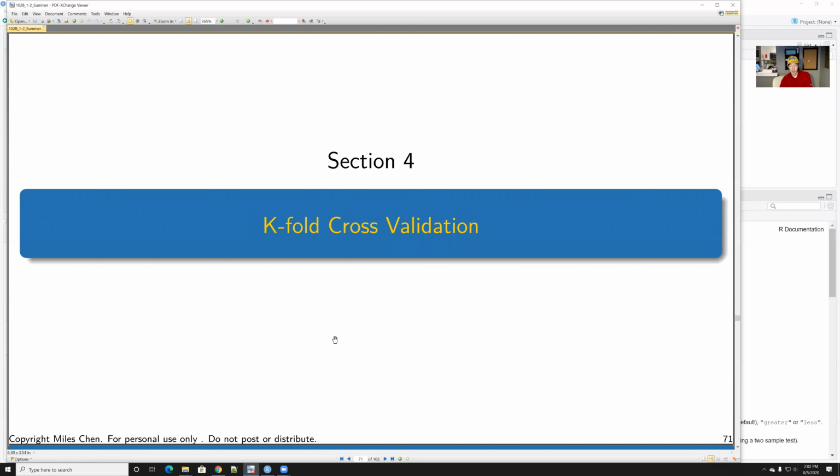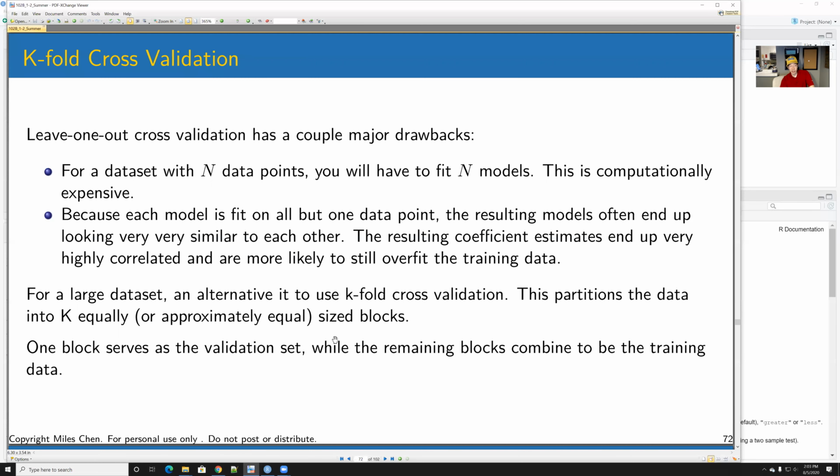Okay. All right. So earlier we had the question of, if we had a very large data set, should we use multiple points instead of 1? And that is k-fold cross-validation, right?